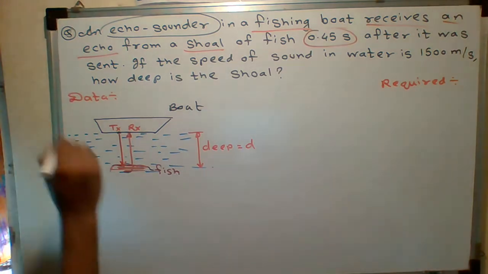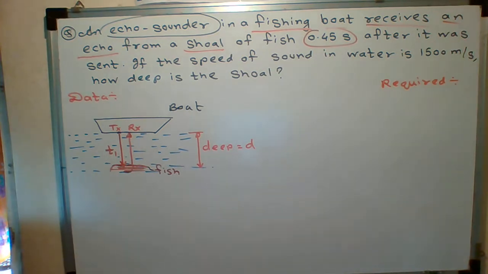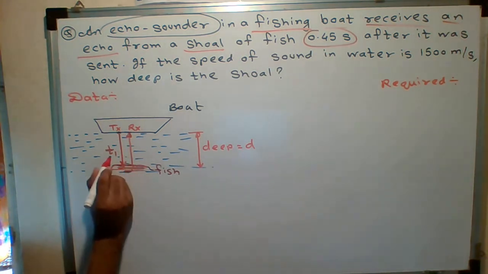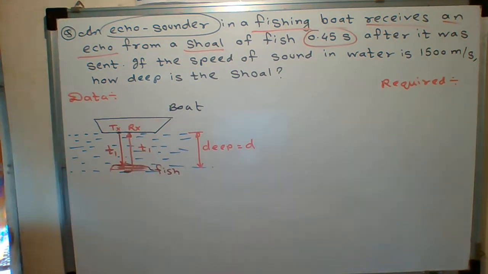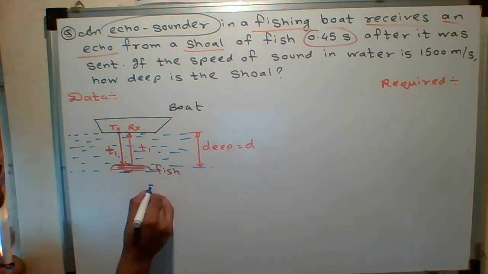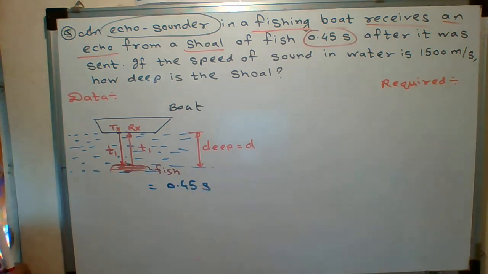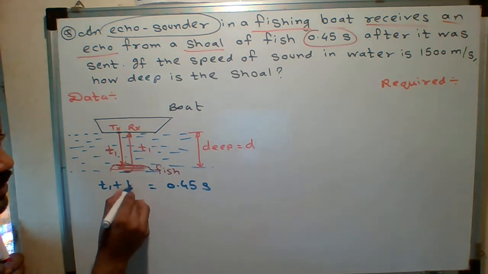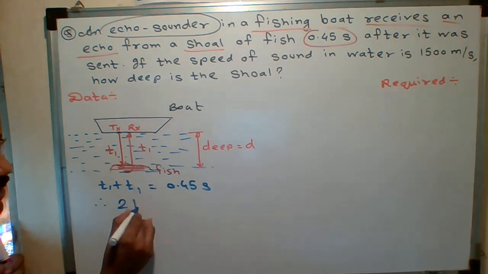This means that when the signal is sent, the time required to reach the shoal of fish from the transmitter is T1. After reflecting, the same time T1 is required. The total time is given. How much is the total time, students? The total time is 0.45 second, so T1 plus T1, which is 2T1.